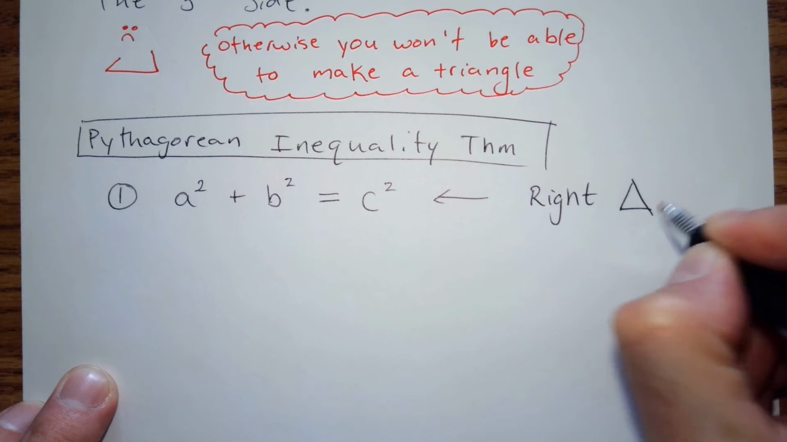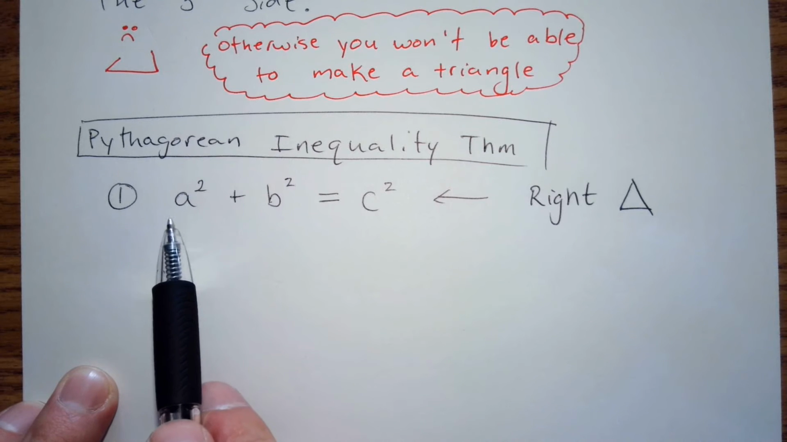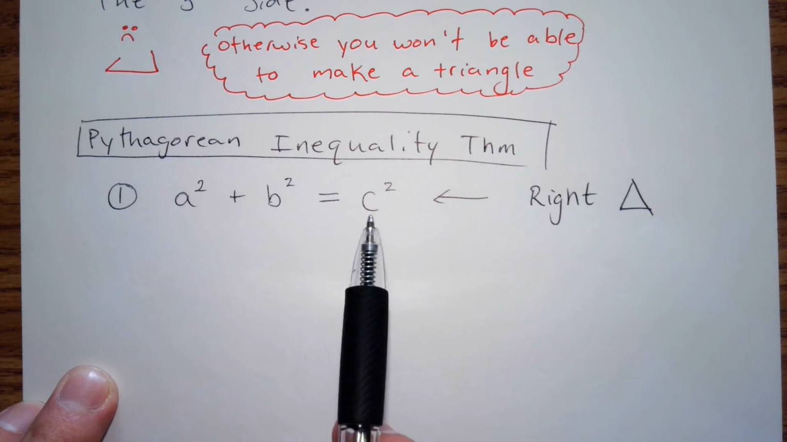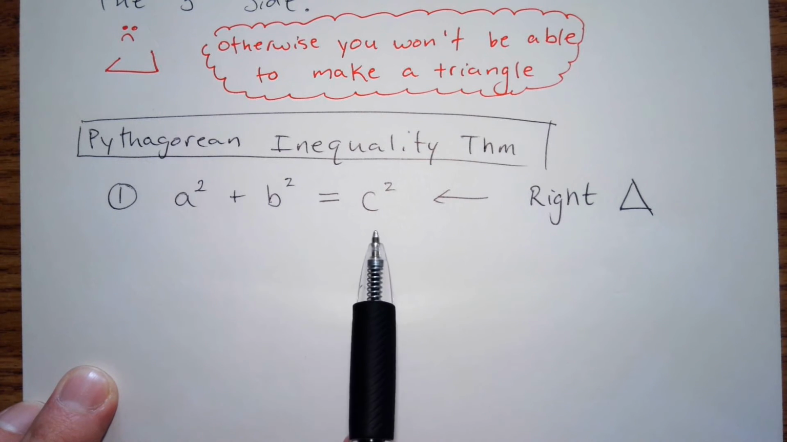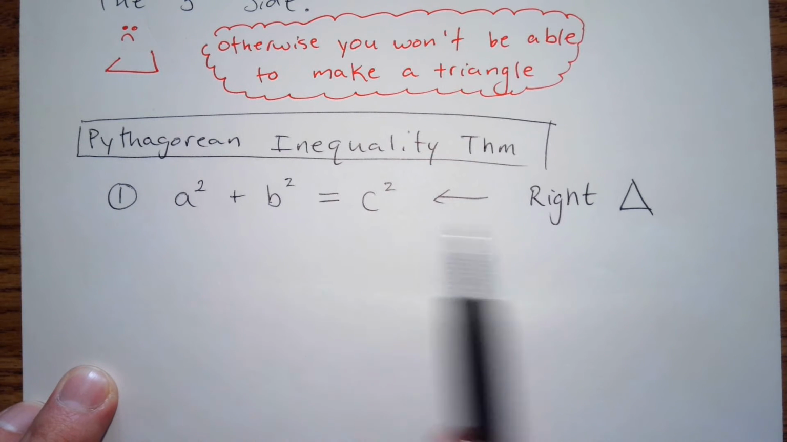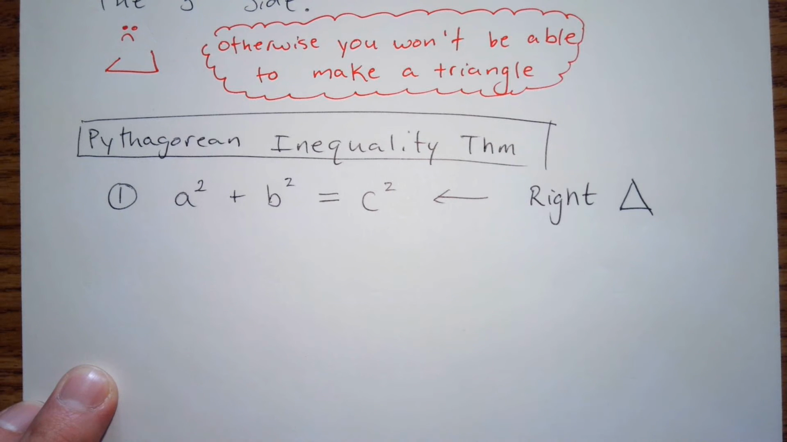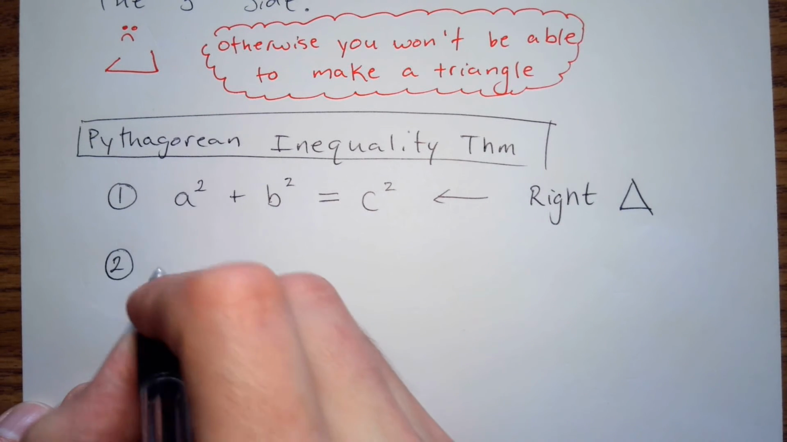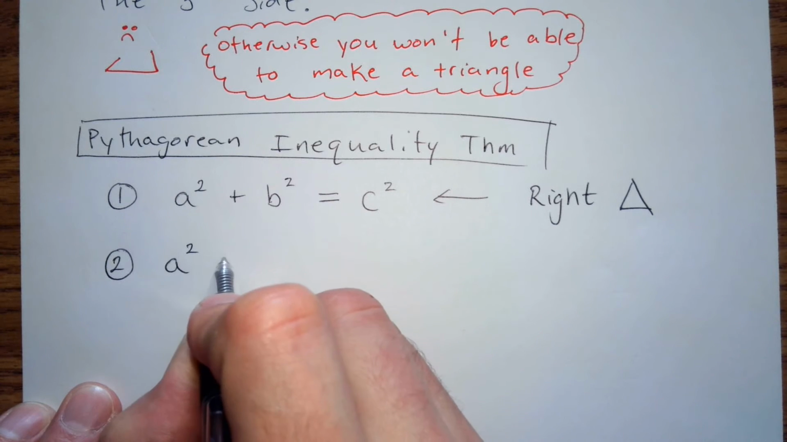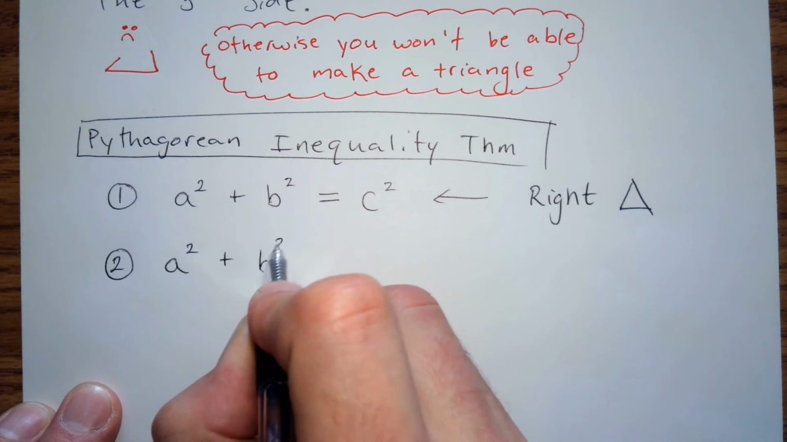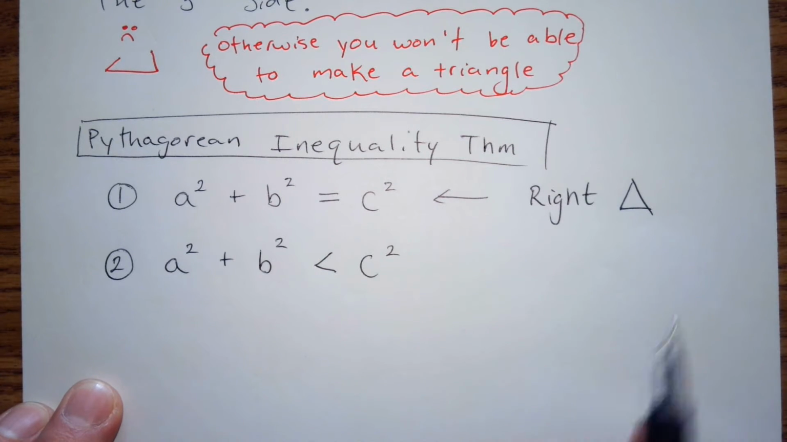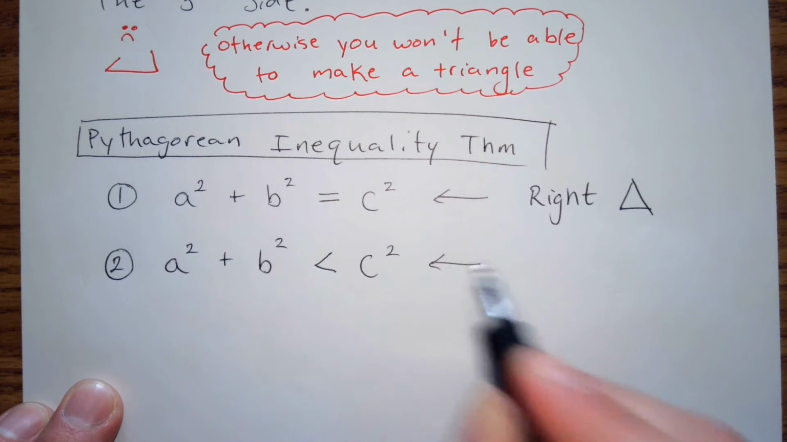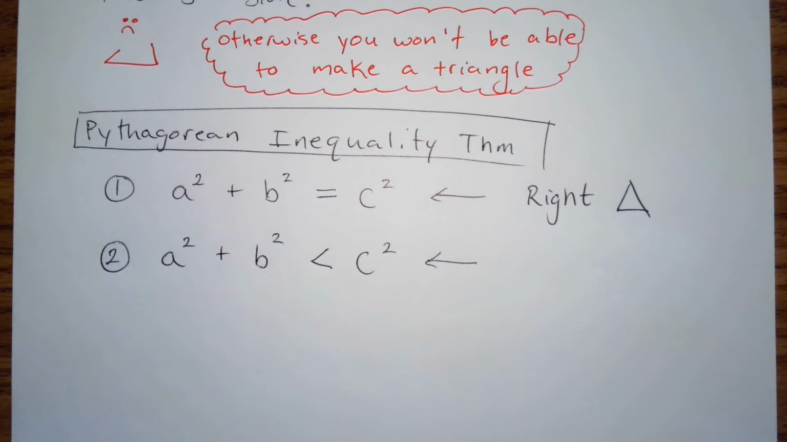So this will be right triangle. If you pick an A and a B and a C, and you square the A and B and add them together, and you get C squared, exactly equal, then you know you're dealing with a right triangle, even without looking at a picture of it. If you have A squared plus B squared, and it's less than C squared, you're not going to have a right triangle anymore. And I'm going to show you like this.